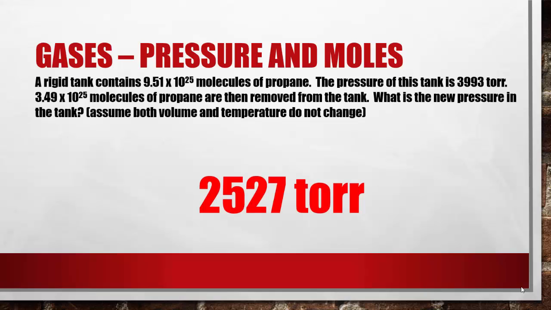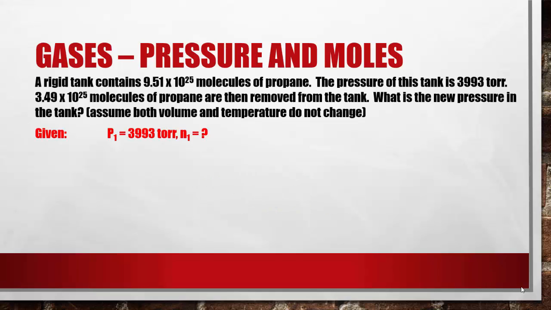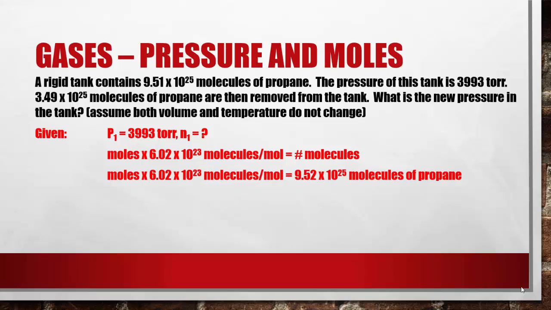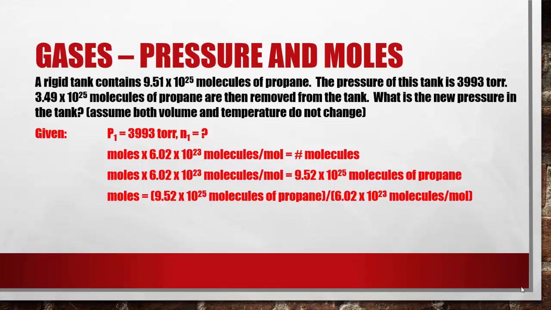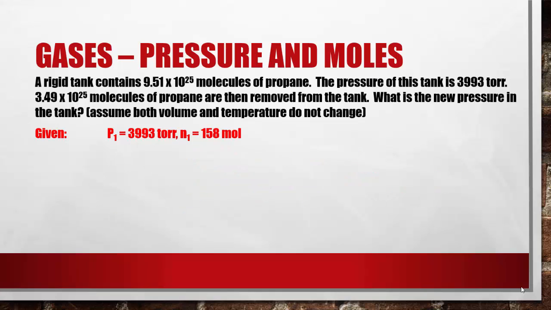How did we get this? We're given P1 and we're sort of given N1. Well, we know that moles times 6.02 times 10 to the 23rd molecules per mole equals the number of molecules. We know that we have 9.51 times 10 to the 25th molecules of propane. Divide both sides by 6.02 times 10 to the 23rd. You get 158 moles. So now we do know N1, it's 158 moles.